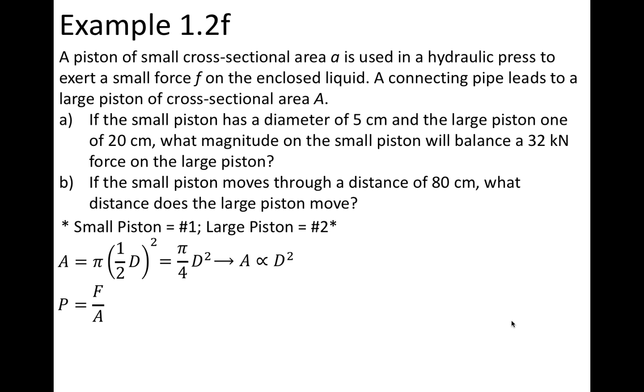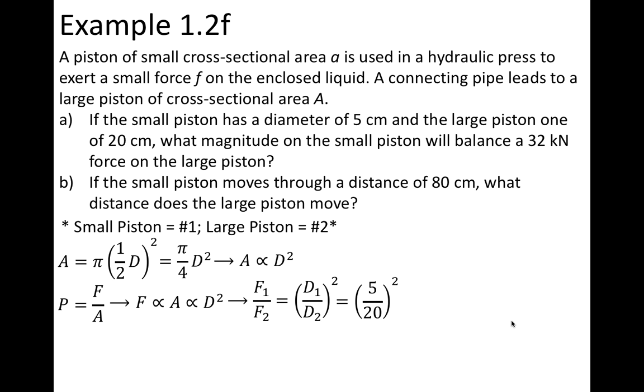According to Pascal's principle, the increase in pressure on piston 1 will equal the increase in pressure by piston number 2. So we can use the equation for pressure to show that force is proportional to area, and area is proportional to diameter squared. We can use that to set up a scaling equation that shows the ratio of forces is equal to the ratio of diameters squared. We can then substitute the values for the diameters and solve for this ratio as 1 over 16.